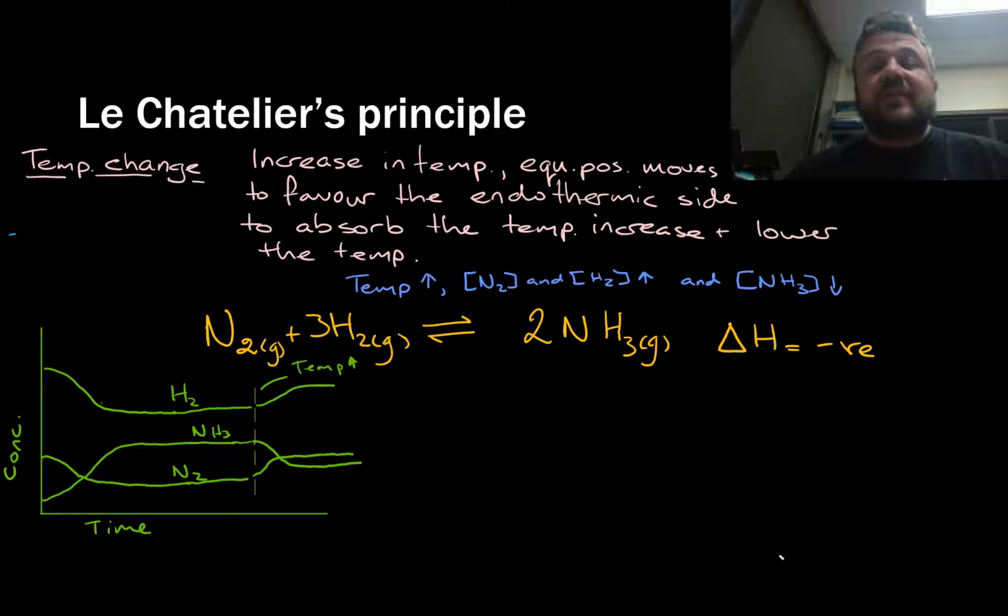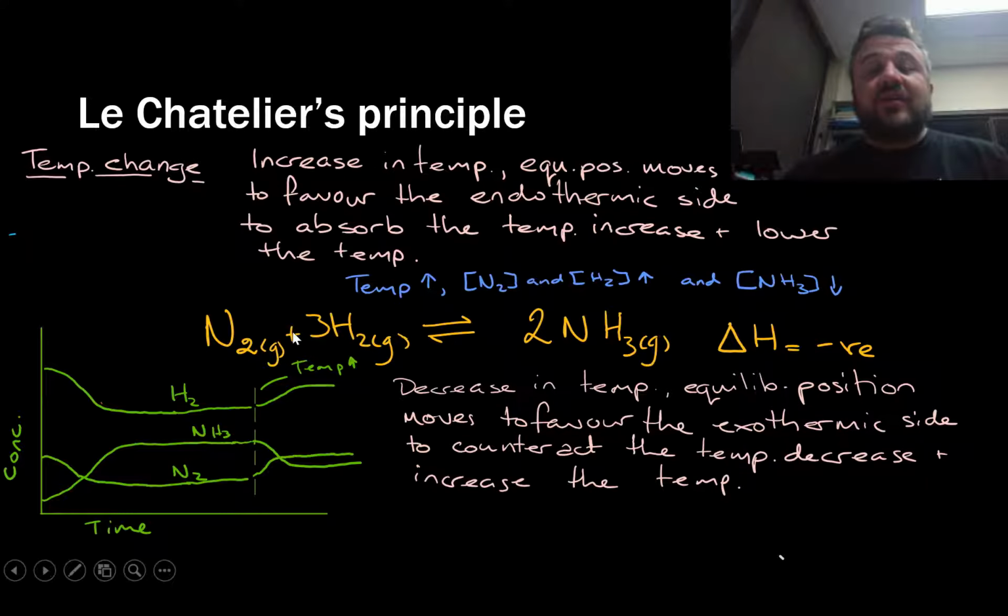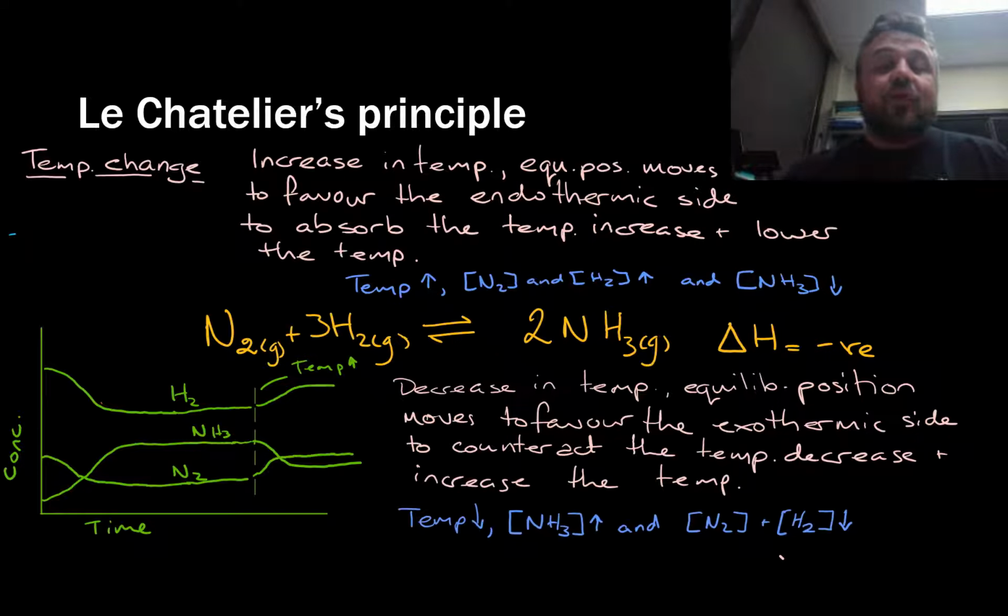So if we increase the temperature, nitrogen and hydrogen concentrations are going to increase as the temperature has gone up, and the ammonia concentration will decrease. And that's because an exothermic reaction produces energy, so you want to move it to the endothermic side to absorb energy. If we decrease the temperature, the equilibrium position will move to favor the exothermic side. And this will counteract the temperature decrease. As the temperature goes down, we'll get more ammonia and less nitrogen and hydrogen.